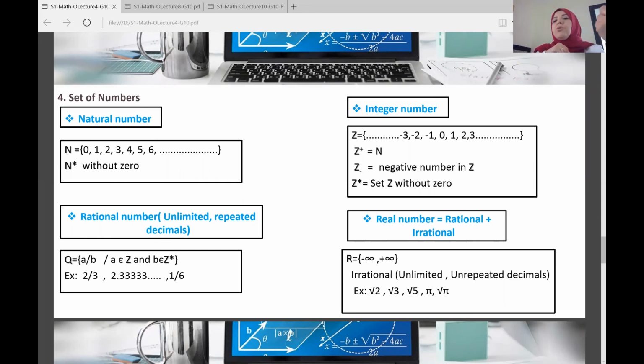So for example, 2, you can write it as a fraction because you can write it as 2 over 1. 10.5 is a rational number because you can write it as 105 over 10. So all the numbers that you can write as a fraction are called rational numbers. Now we have the last family, which is the universal set of all numbers. It's the real numbers, because it contains all the numbers from minus infinity till plus infinity.